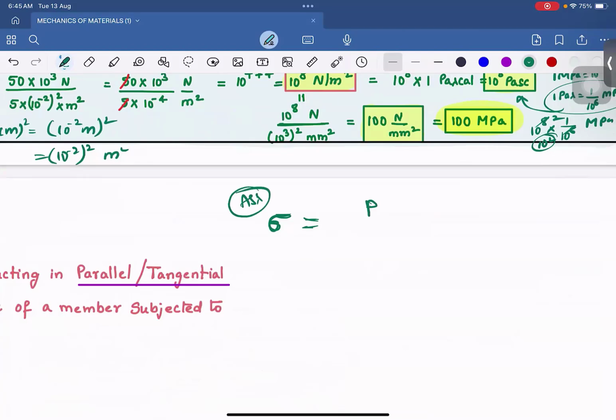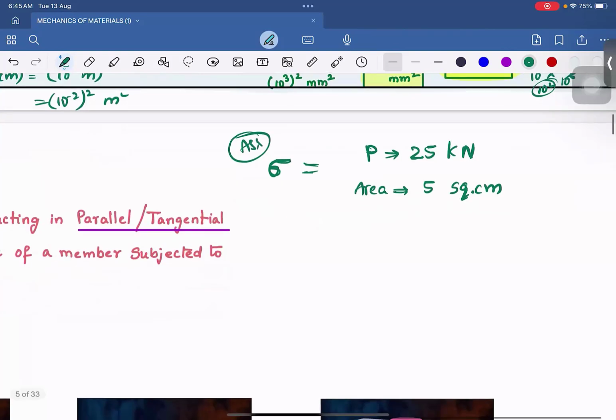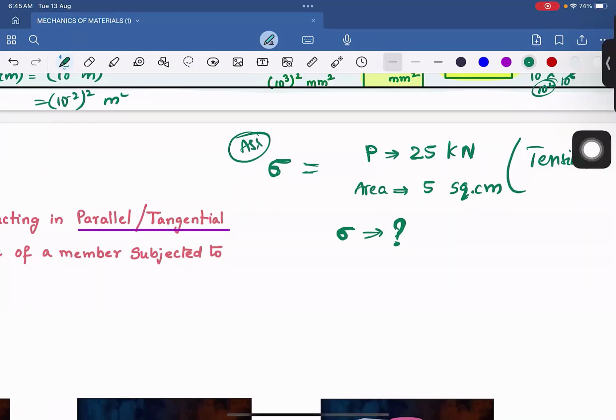Suppose the load is 25 kilo Newton and area is 5 square centimeter. What is the normal stress acting? Suppose it is a tensile load. Can you give me a quick answer? Let's see who will give me first. There are around 20 people here.